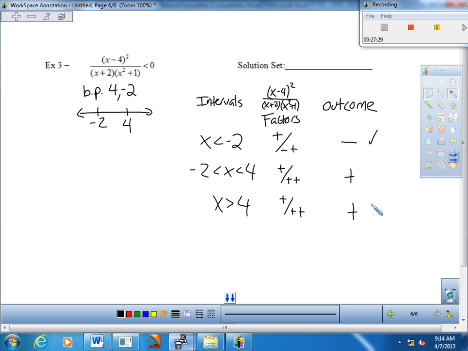Now, we don't have to worry about any or equals here. So we don't have to include any particular boundaries. Again, the only one that we would include would be the 4, by the way. But in this case, it looks like we just want the negative outcome. And so I'm looking less than negative 2.